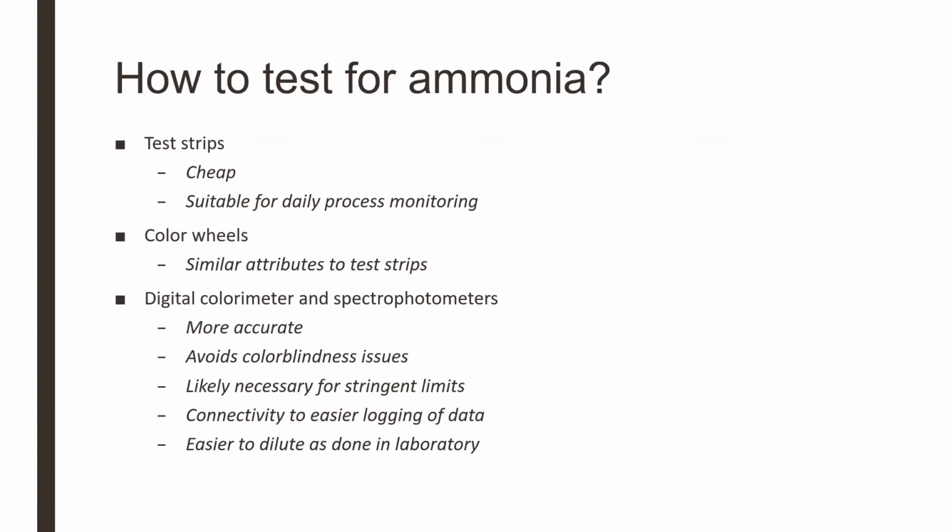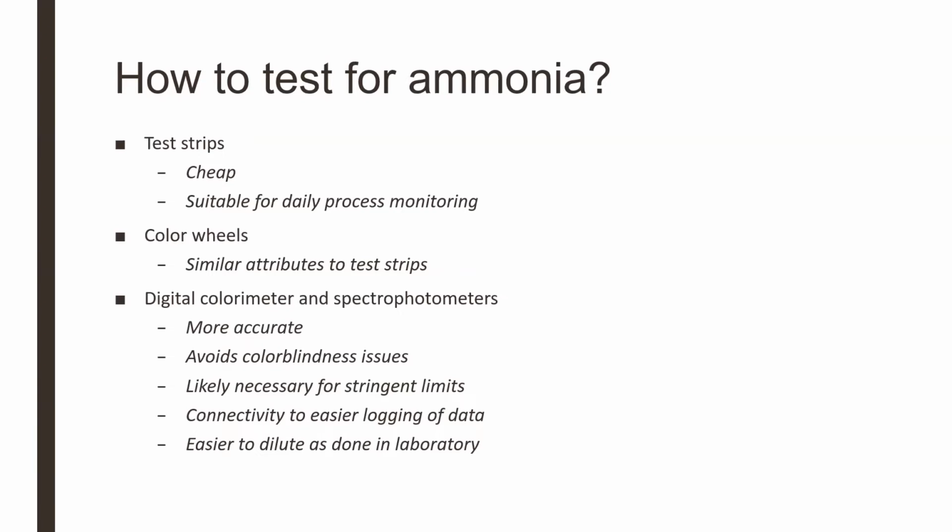The cheapest, fastest way is going to be a test strip. These are available from several different vendors. They tend to be pretty cheap, around $1 per test. And they're very suitable for daily process monitoring. So at the locations I talked about earlier in this presentation. There's also color wheels that function in a very similar manner to test strips. And they're a little more expensive, probably a little more accuracy to them.